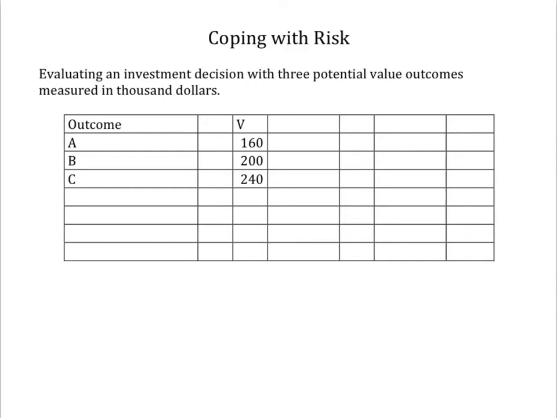We cope with uncertainty by assigning subjective probabilities to the alternative outcomes associated with an event or lottery. Suppose a potential investment has three possible outcomes, yielding $160,000, $200,000, or $240,000, with outcome B being the most likely. By assigning probabilities to each outcome, we estimate the expected value of the investment, weighting the value of each outcome by the probability of observing it.